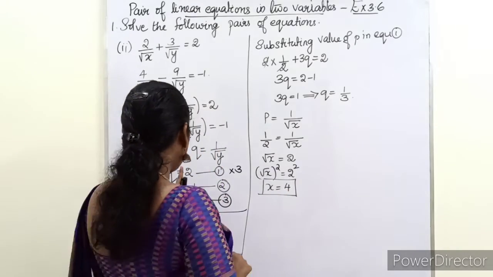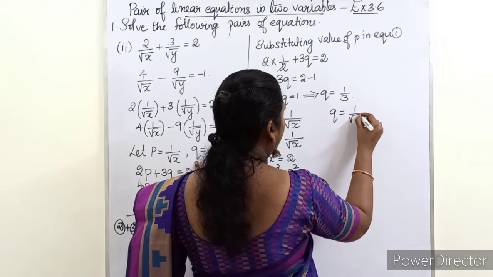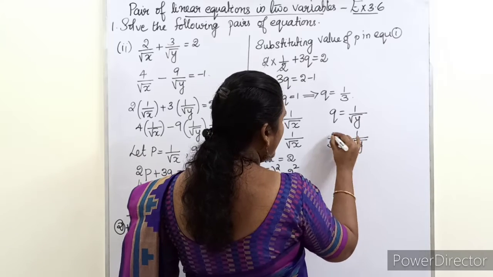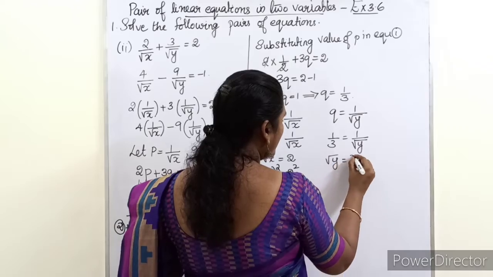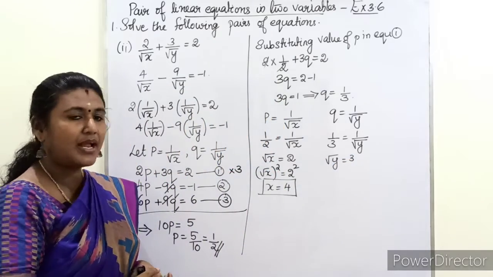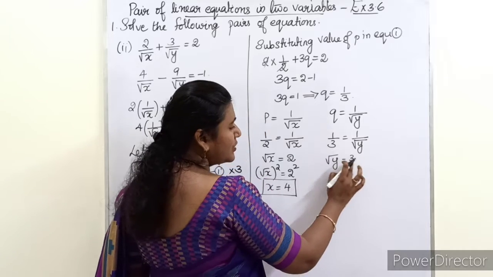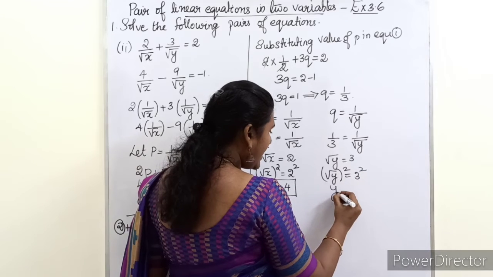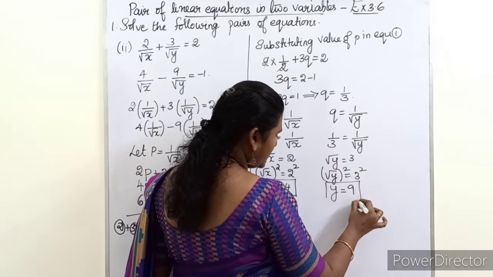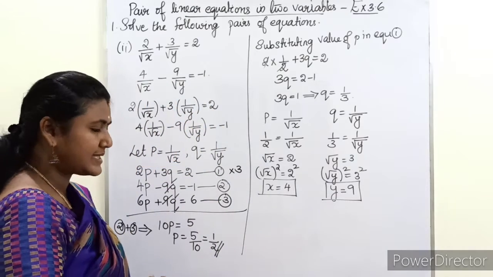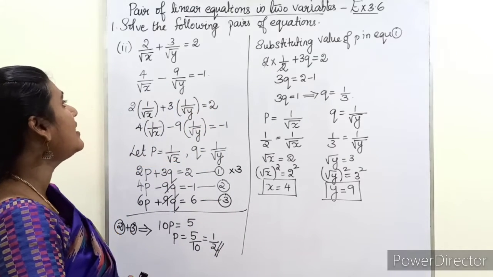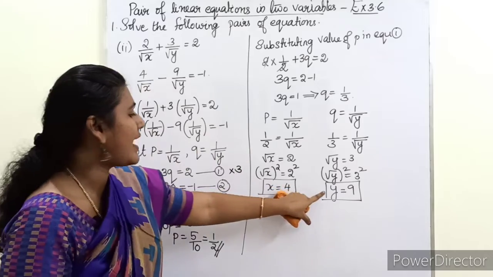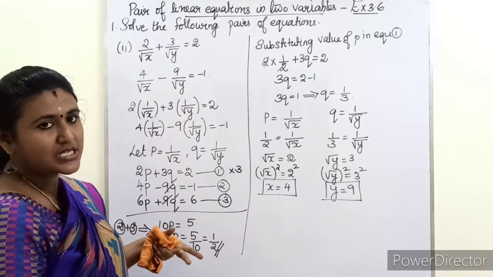Now we will move on to the next one, that is q is equal to 1 by root y. So the value of q is 1 by 3. So 1 by 3 is equal to 1 by root y. When you cross multiply, root y is equal to 3. Here also we have a square root symbol. So for removing this, squaring on both the sides, that is root y the whole square equal to 3 square. So y is equal to 3 square, equal to 9. So we got the value of x and y, that is 4 and 9 are the solution of this equation. If you want, you can verify by substituting these values in the equation. So the verification part you can do.